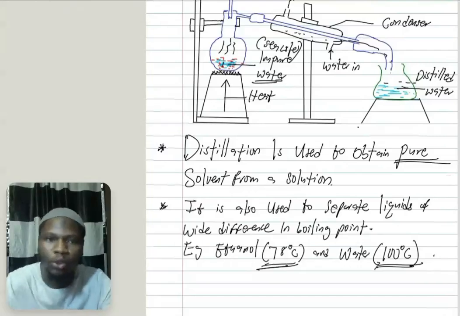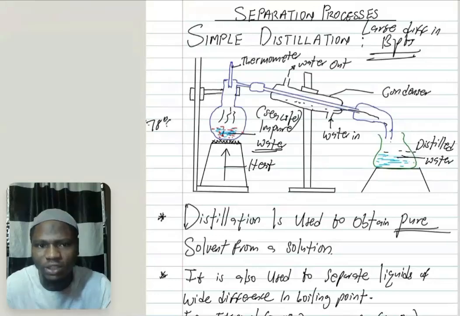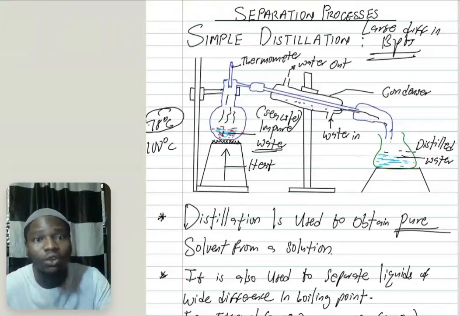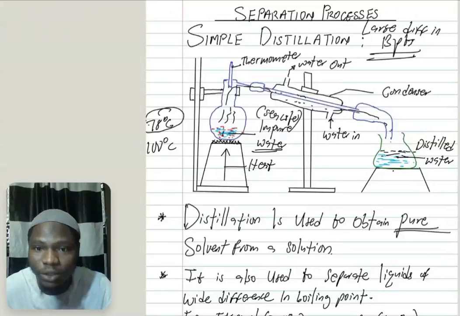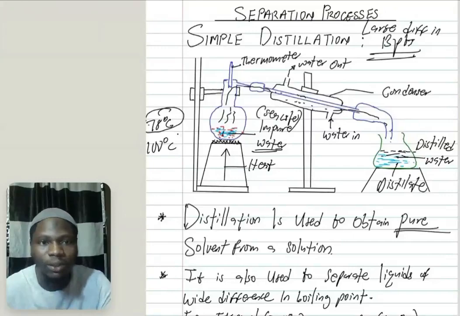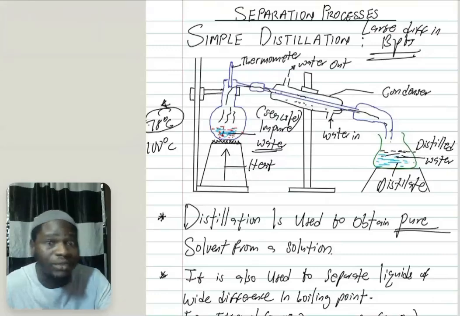So when you put both of them in this round bottom flask and heat, which one will leave first? You have ethanol at 78 degrees Celsius and water at 100 degrees Celsius. Look at the thermometer. It will get to 78 degrees Celsius first, and ethanol will leave, come here, and be distilled. The liquid you see here is called the distillate. If they ask which one will be the distillate in the separation of ethanol and water, it is the one with the lowest boiling point, because it is the one that will leave first.